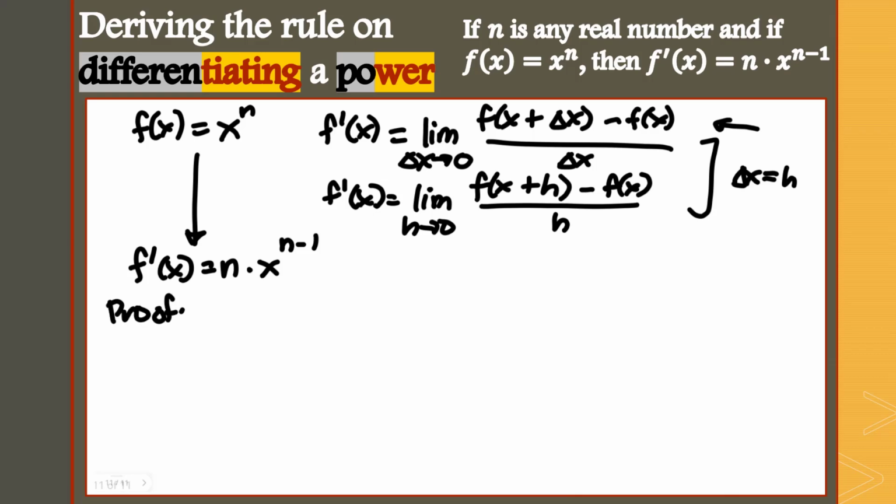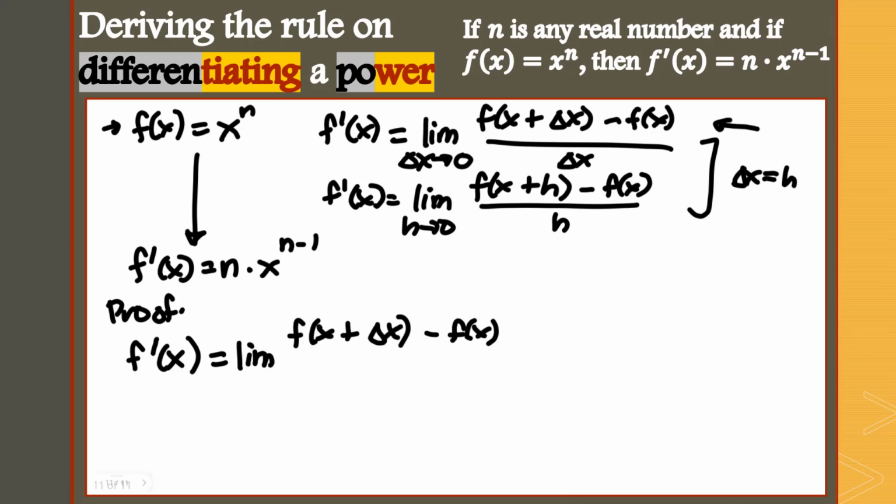As we will have f of x, take note that this is our function. We will have here the limit per definition, f of x plus increment of x or delta x minus f of x over delta x as delta x approaches 0.